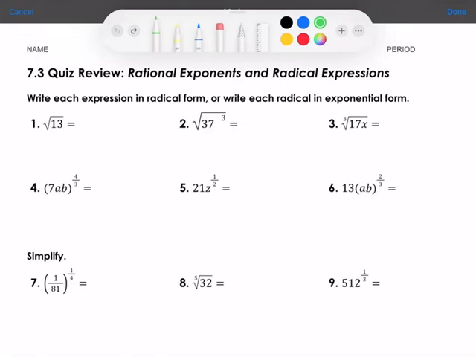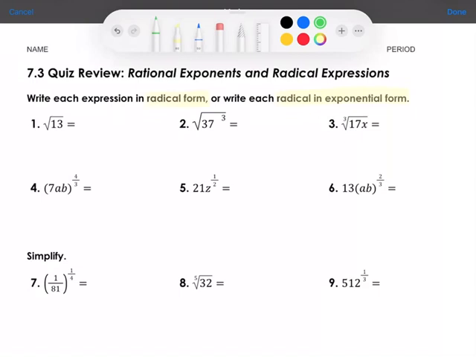Alright, I'm going to be going over the quiz review for 7.3, which is rational exponents and radical expressions. For this first section, we are going to be writing each expression in radical form if it is an exponent, or we're going to write each radical in exponential form. So we're not simplifying anything, we're just writing it in a different format.